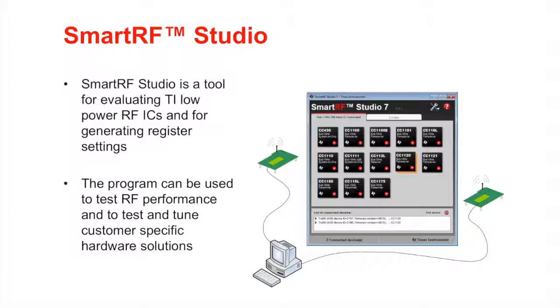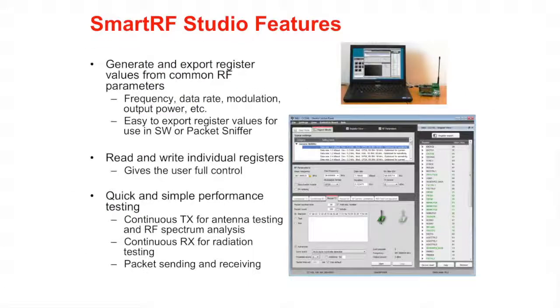SmartRF Studio 7 can also be used without any hardware, but then only to generate, edit, and export radio register values. The main feature of SmartRF Studio 7 is the control panel for direct access to the RFIC's chip registers and radio-related features. It gives an overview of the many device-specific features and provides full read and write access to the chip's radio registers. The SmartRF Studio has two main operating modes.